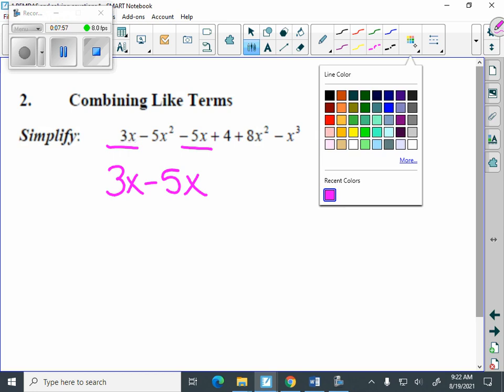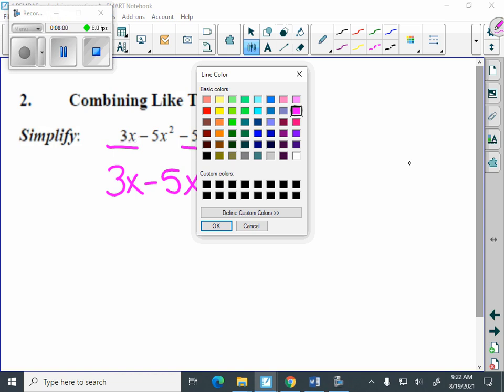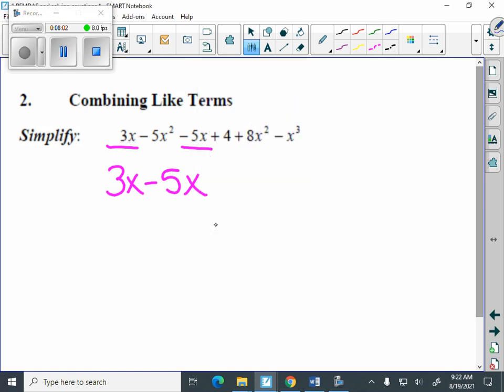Next term in the problem is 5x squared. So as we look through this problem, do we have any more x squared pieces? And we've got an x squared here. So this is going to be the minus, take the sign in front of it. Minus 5x squared plus 8x squared.